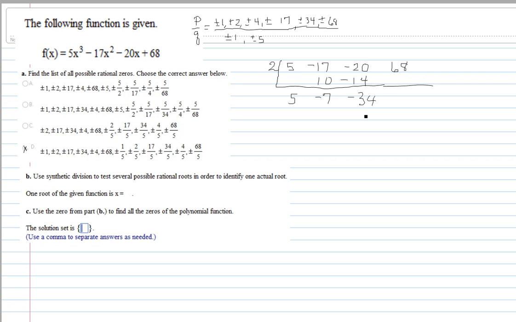Okay, now we do 2 times the negative 34 to get negative 68. And we have no remainder. This 5, negative 7, negative 34 stand for 5x squared minus 7x minus 34.